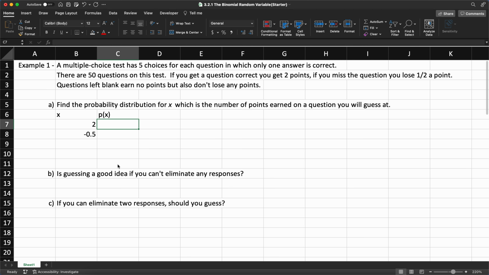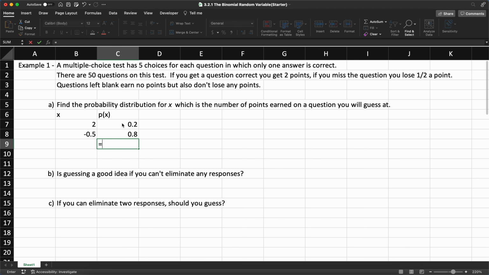Now, what's the probability that I get the question right? Well, there's one correct answer out of the 5 choices. So the probability that I get an answer correct and I earn those 2 points is 0.2. Again, looking at the formula, I'm taking the number of correct answers and dividing by the total number of choices that I have. If I get an answer wrong, there's 4 wrong answers out of the 5. So if I'm just guessing randomly, I have a 4 out of 5 chance of getting the answer wrong.